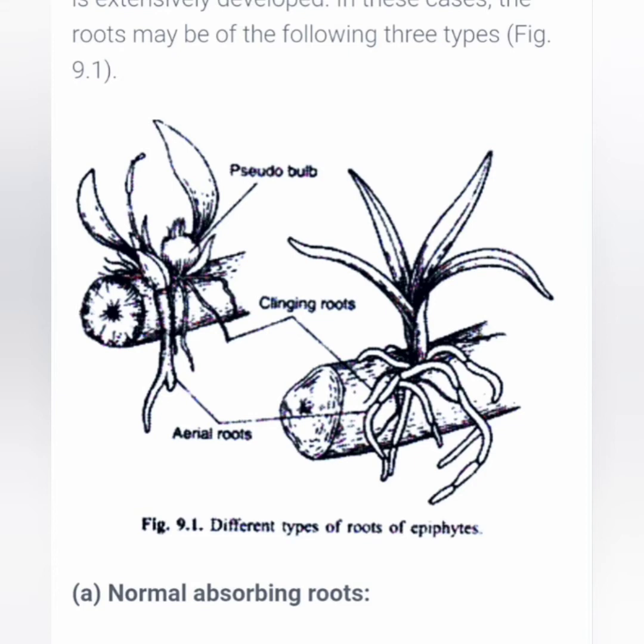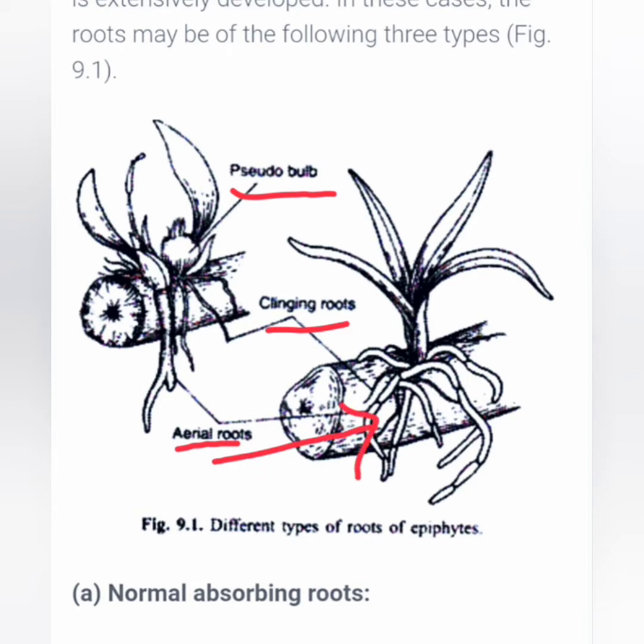You can see in this figure clearly the three types of roots: the aerial roots, the clinging roots, and the pseudobulbs. Let us study them one by one. The first one is the normal absorbing roots. These roots help to absorb water, minerals, and organic nutrients from the moist crevices of decaying barks of the supporting plants. So they are normal absorbing roots or the aerial roots. You can see these aerial roots here, attached to the bark of a tree.